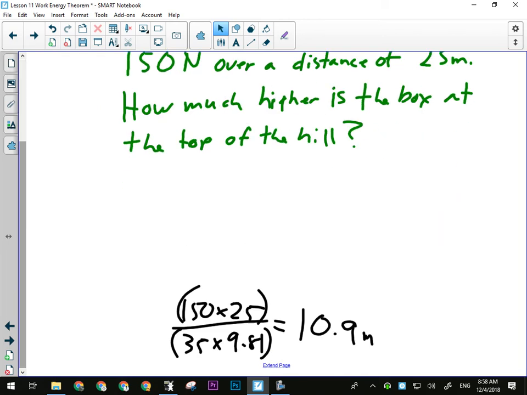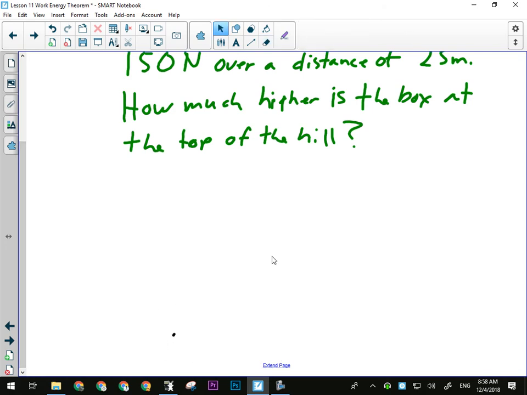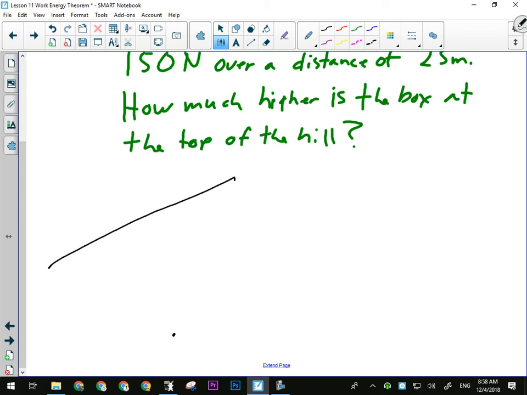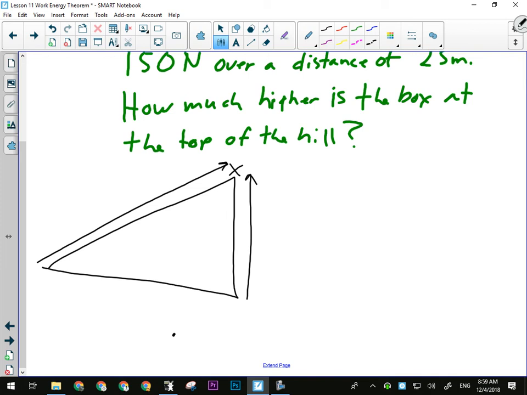So if I have this ramp here, my two options for getting something to the top of the ramp would be to lift it directly over this distance or to push it up this distance. Either way, when it gets to the top of the ramp, it has the same amount of energy. Everyone okay with that? So it's the same amount of work to get something to the top of the ramp either way.